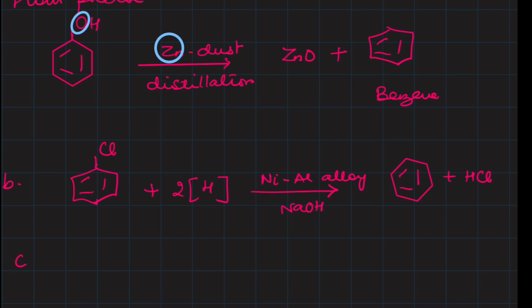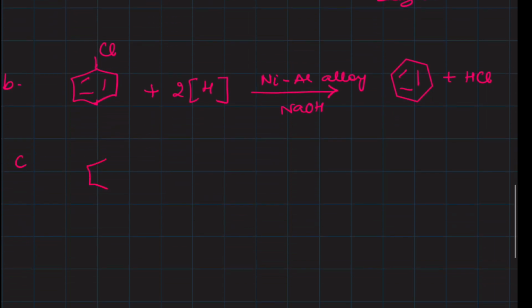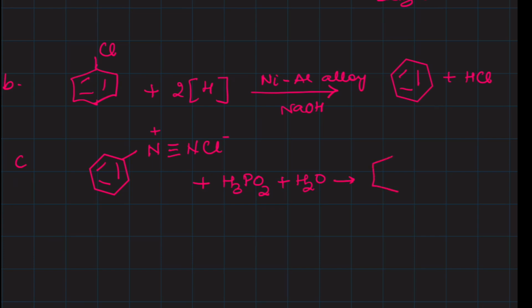There is one more reduction process where we take benzene diazonium chloride, the salt. This is the diazonium cation, and this is the chloride anion. We treat it with H3PO2 in presence of water.